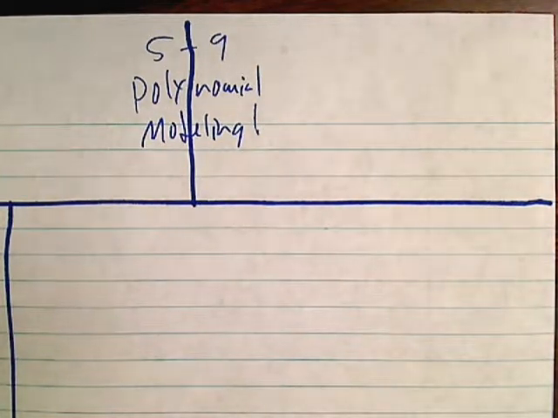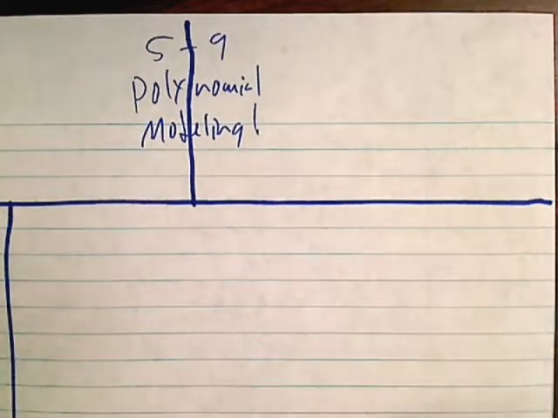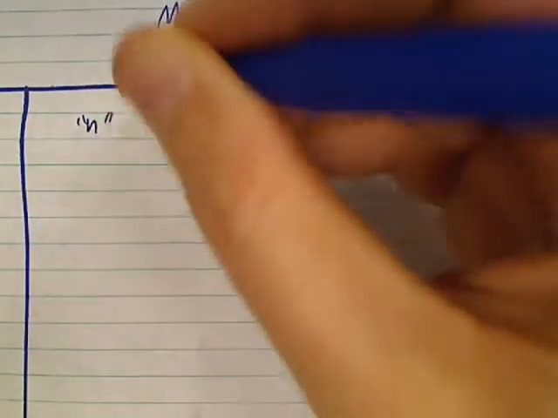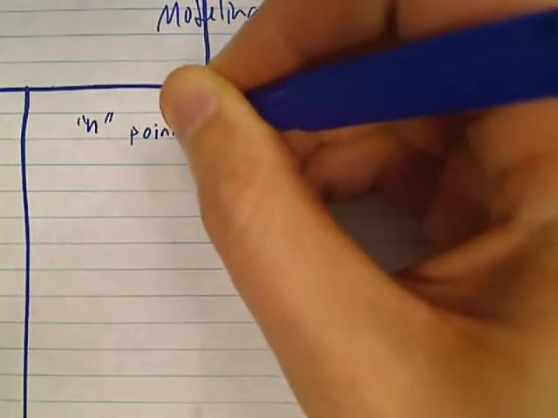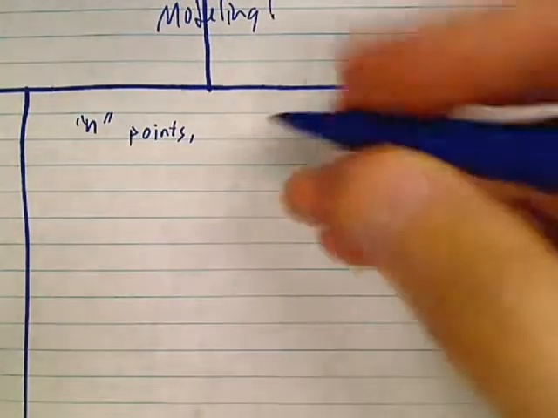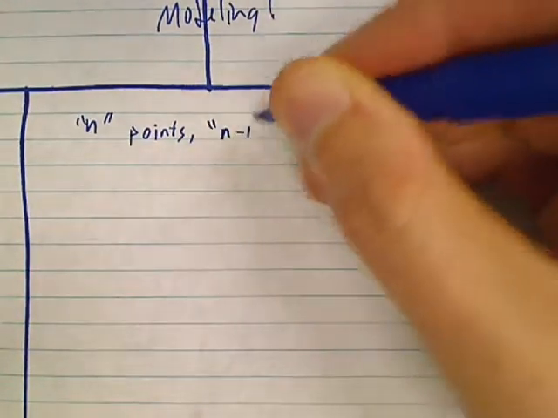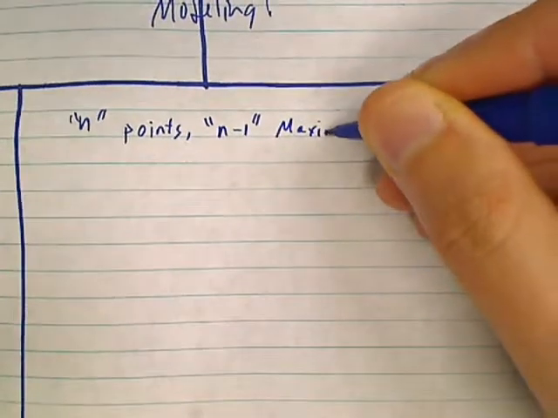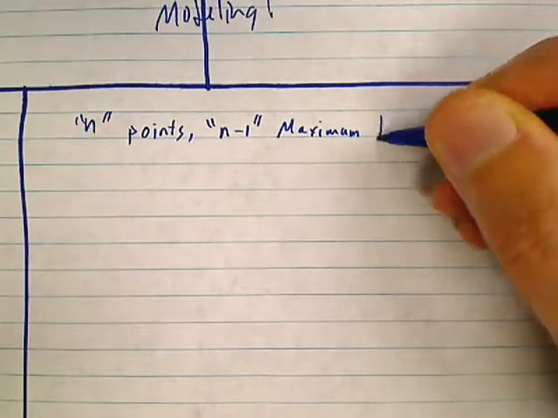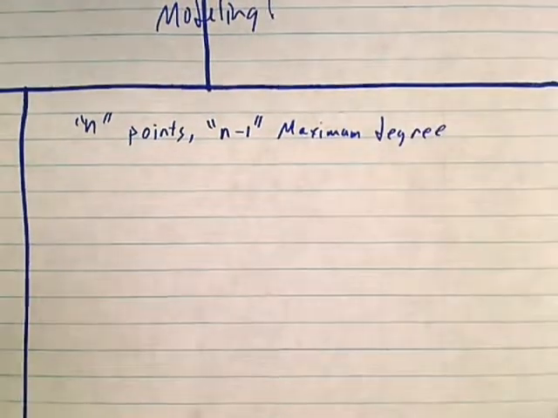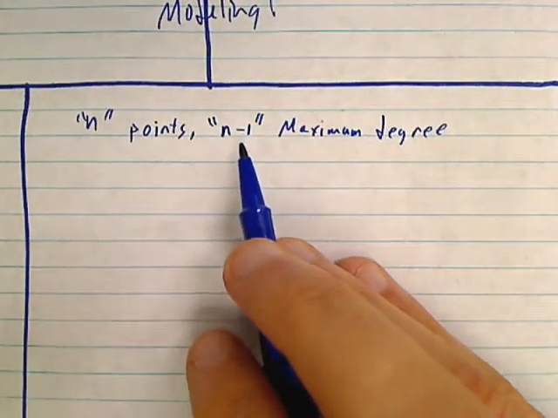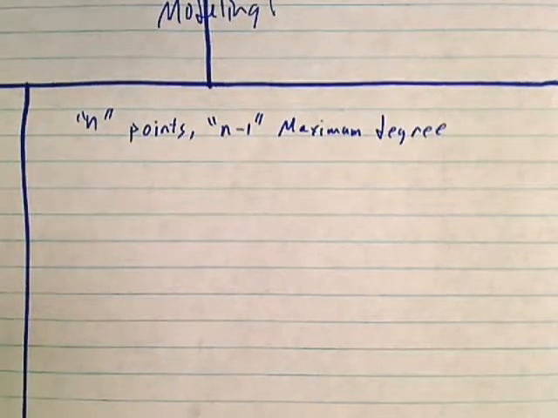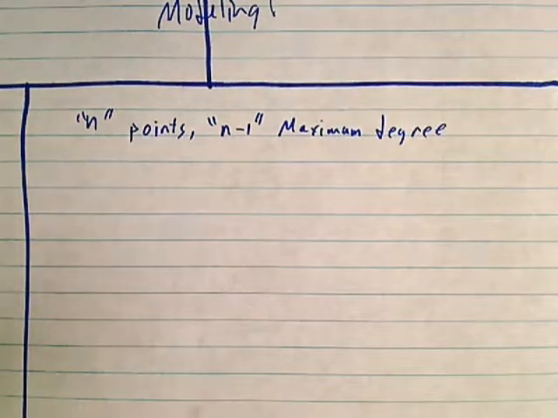First, I want to put a note, something I said a minute ago. If you have n points, then you will have n minus 1, one less than n, as the maximum degree. So if you have 10 points, 9 is the maximum degree you can use for a polynomial model, and that holds true for however many points you have, however many pieces of data you have.